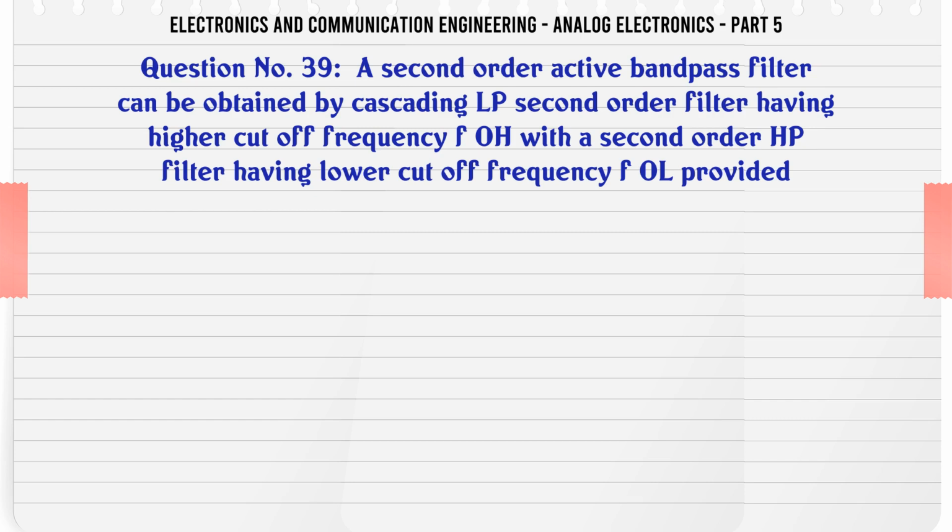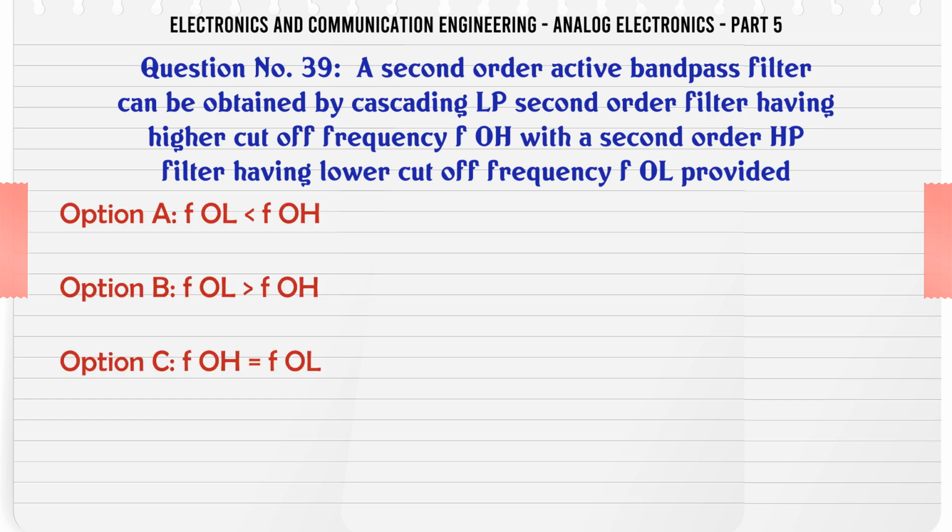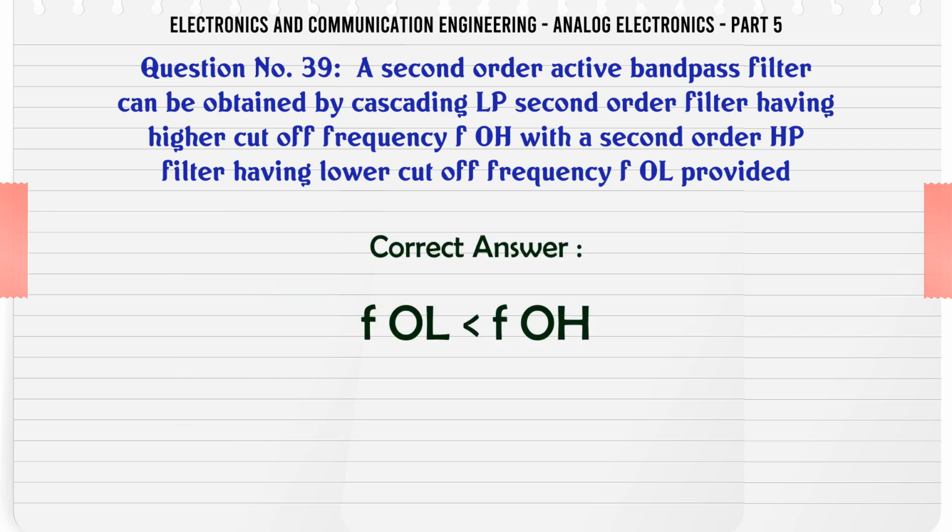A second-order active bandpass filter can be obtained by cascading a second-order LP filter having higher cutoff frequency FOH with a second-order HP filter having lower cutoff frequency FOL, provided: A, FOL < FOH; B, FOL > FOH; C, FOH = FOL; D, FOH = 0.5 FOL. The correct answer is FOL < FOH.